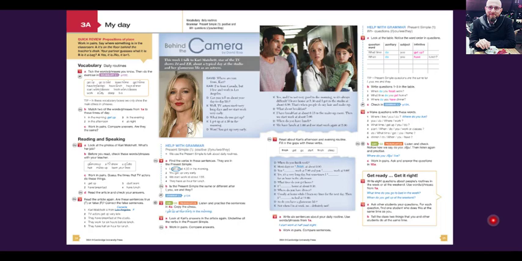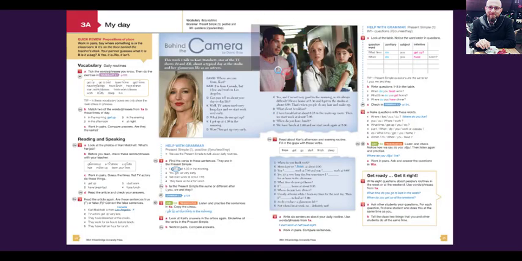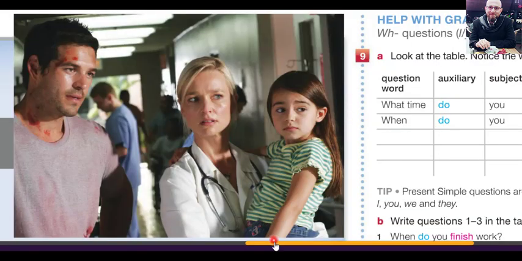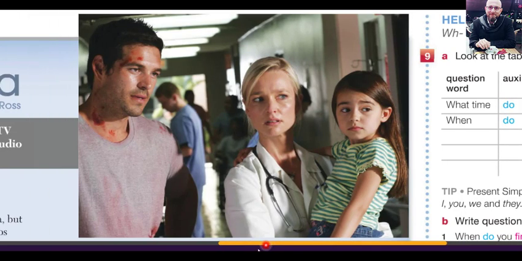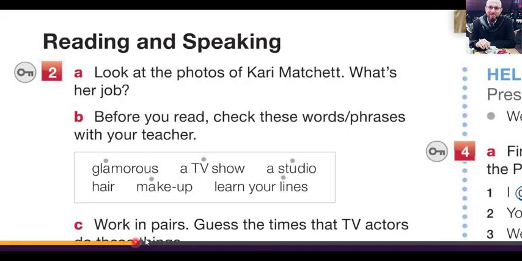Okay, guys, so let's look at this photo here for this woman, and the other photo for her is here. What do you think is her job? Yes, she's an actress. Well done. She's an actress. Okay, here in this exercise, exercise number two, before you read, check these words or phrases with your teacher, or you can check in the dictionary.